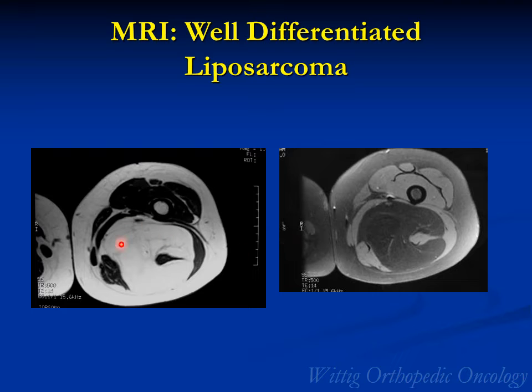This is an axial section of a low-grade liposarcoma. Again, notice the stranding in the mass. Large size, stranding in the mass, and the stranding is higher signal in the T2 weighted image.